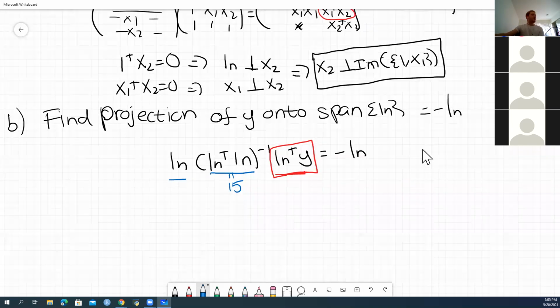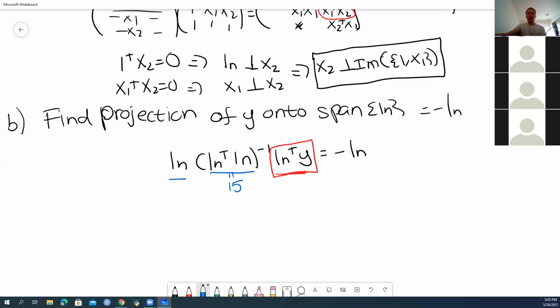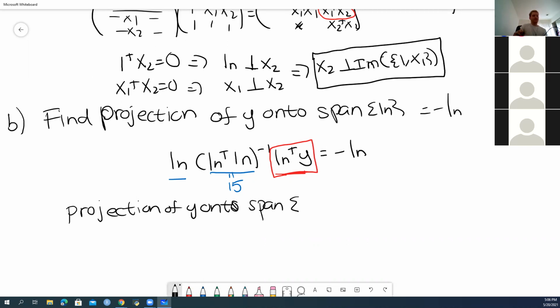Okay, anyway, so we want to find 1n transpose y. So how are we going to do that? Well, let's go back to what we actually just found previously. What we found in part A was the projection of y onto the span of 1n and x1, and we found that it was equal to negative 3x1.